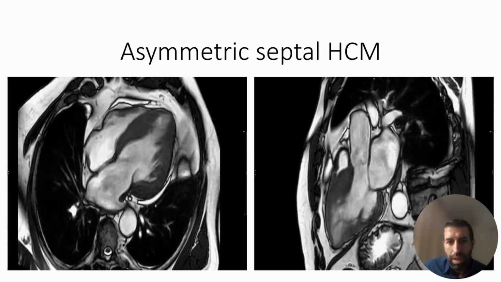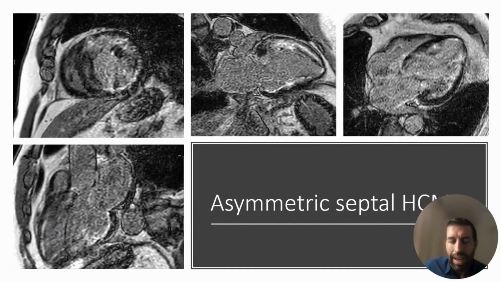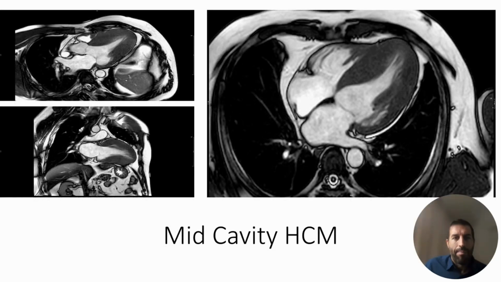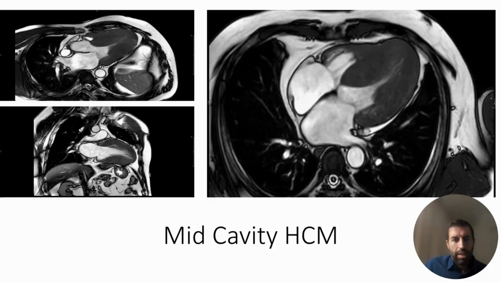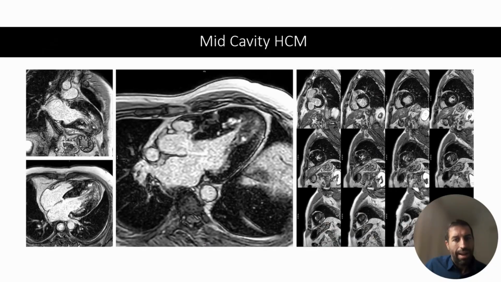This was our asymmetric septal hypertrophic cardiomyopathy, and in this case, we can see diffuse, extensive late gadolinium enhancement, which is definitely more than 15% of the total LV mass. Here is the case with the mid-cavity hypertrophic cardiomyopathy, and in this case as well, we can see patchy mid-wall late gadolinium enhancement, which is very typical for hypertrophic cardiomyopathy.